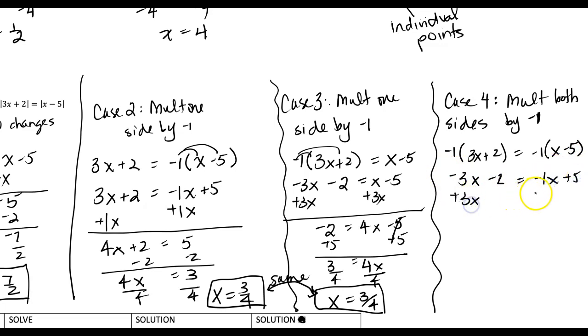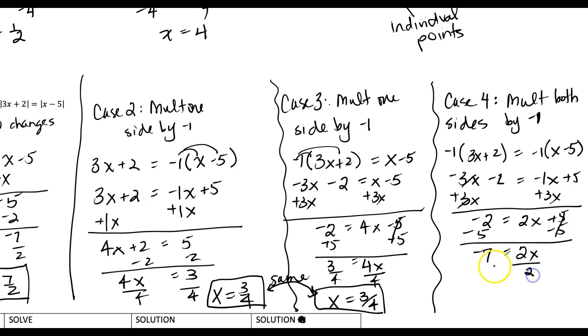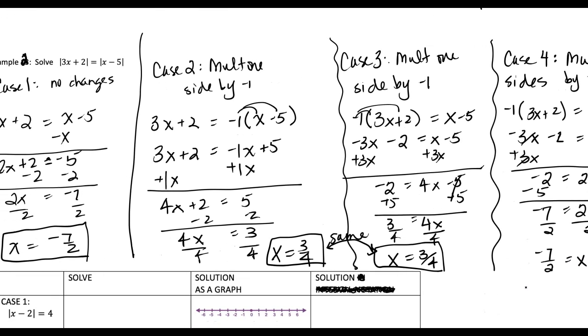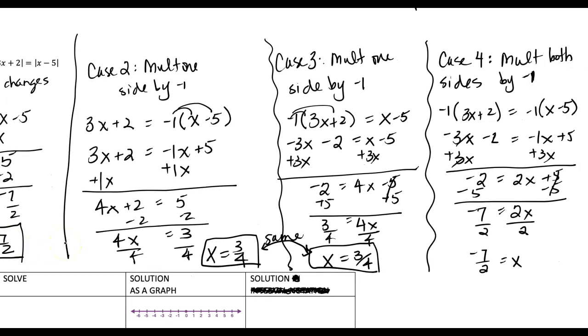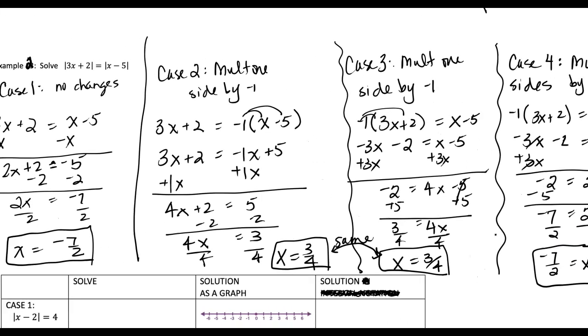Let me add 3x to both sides. And that ends up being a positive 2x over here on the right. Subtract the 5. And maybe you're already starting to see there's my -7 equals 2x, divide by 2. And we get -7/2 as our x. And if we look back to where we were a minute ago, we also had the -7/2. So really case 3 and case 4 are repetitions of what we already did with case 1 and case 2.